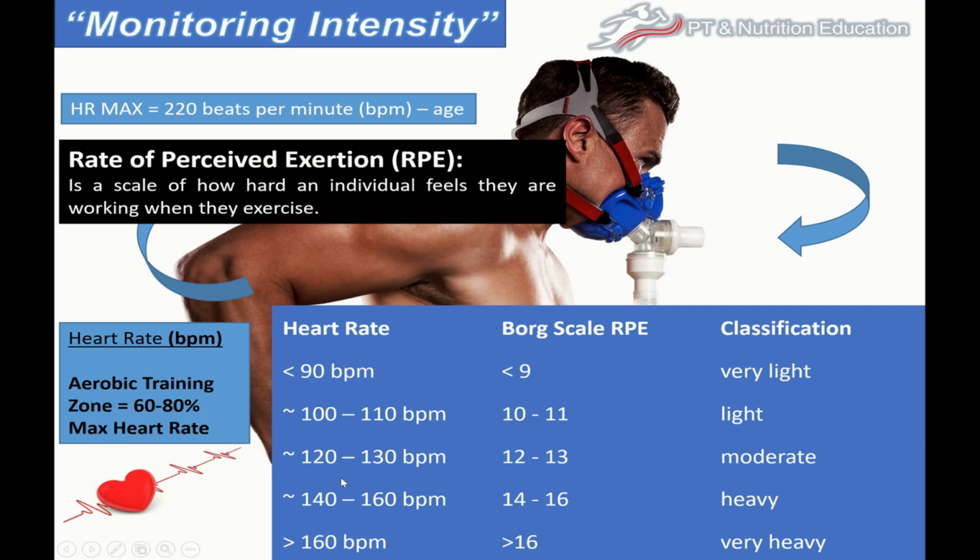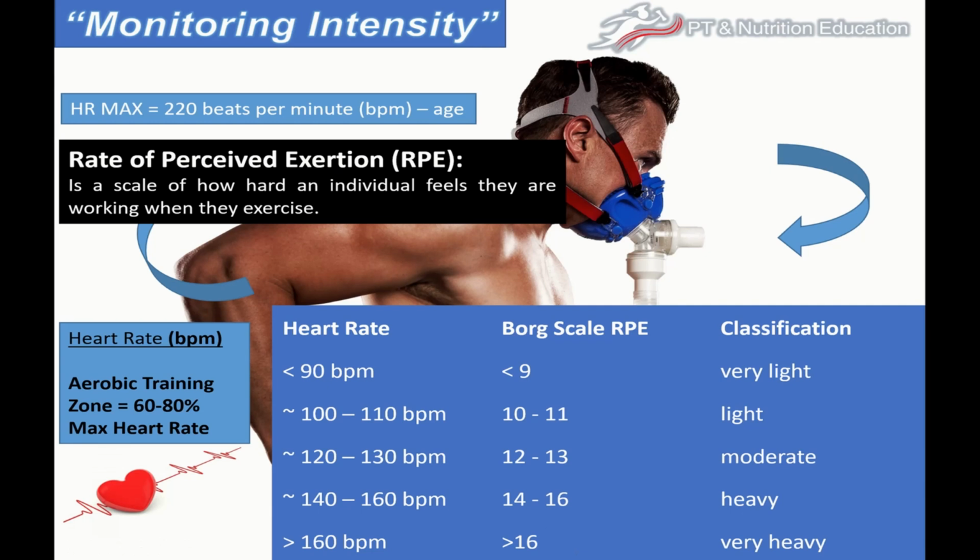And as you can see, this correlates quite nicely with the numbers of the Borg scale and the numbers of beats per minute. So if we're above 16, between 16 and 20, then we know we're probably verging on entering into some of the anaerobic energy systems, as that can be quite heavy aerobic/anaerobic work.